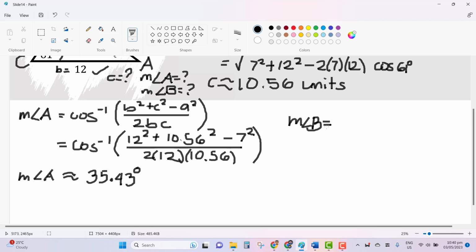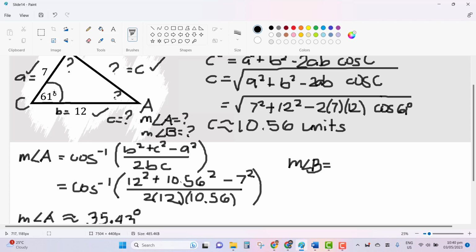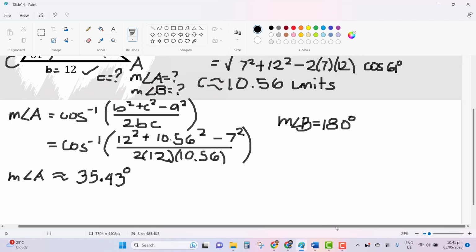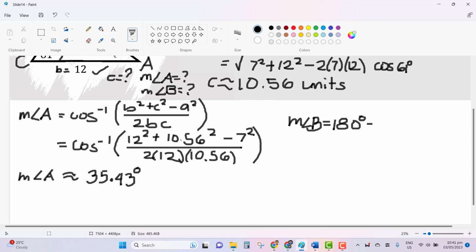This is what we are going to use for the measurement of angle A. Using the triangle angle sum theorem, we will be subtracting this value and the already given value for the measurement of angle C, which is 61 degrees, from 180 degrees, so that we are already assured that our figure is a triangle. So we will subtract here the already given measurement earlier of 61 degrees, and 35.43 degrees. Since this is already a rounded off value, please do not forget that we will also be using approximation for the result of the measurement of angle B.